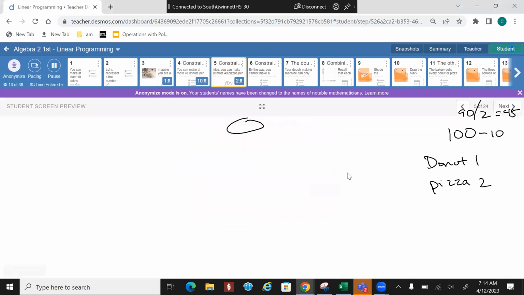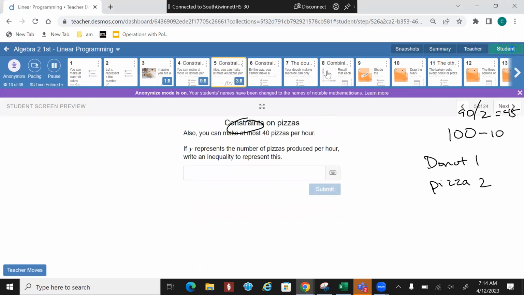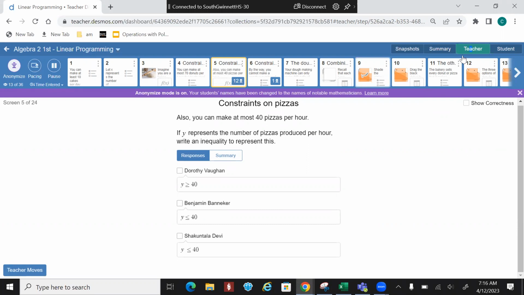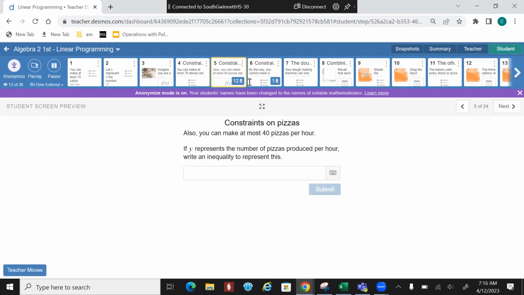All right, looking at the next slide, you also can make at most 40 pizzas per hour. Y represents the number of pizzas produced per hour. Write an inequality to represent this. Take a moment. All right, so y'all put Y is greater than or equal to 40. Some of y'all put Y is less than or equal to 40. Remember, at most is going to mean that 40 is the maximum, right? 40 is the bigger number, so it's going to have the alligator mouth facing towards it when we say at most, okay? Oop, nope, it's Y. All right.